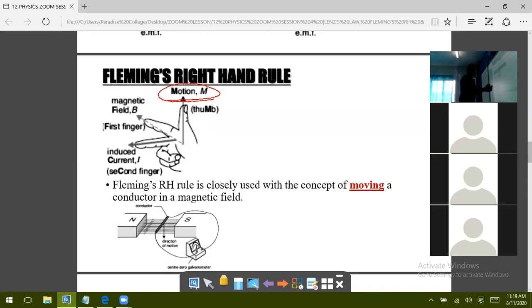Initially, we know that from the left hand, the second finger gives you current, which is still the same. The finger points towards the field line, this is still the same. But the thumb actually gives you the force. From the left-hand rule, it used to be force. But with the right hand, it's not force, it's the motion. That's the difference.